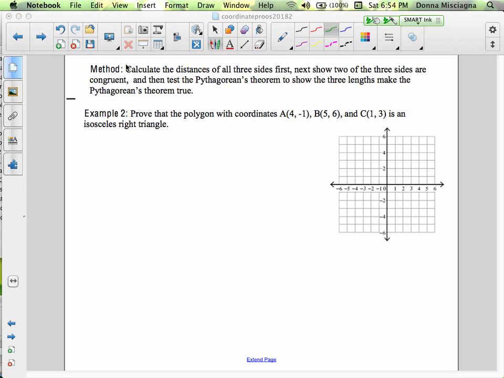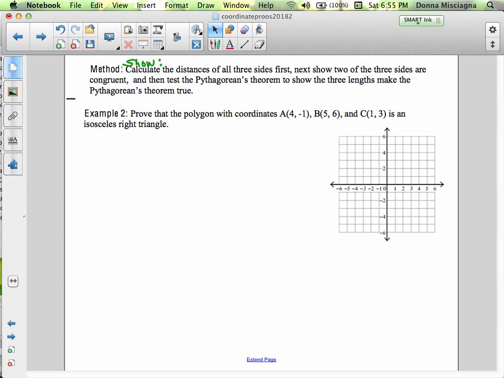Now your problem each time won't necessarily be your show, right? But on this one, it's got so much information in the question, I think it will be okay. So we're calculating the distance of the three sides. We're showing two of them are congruent. And we're using Pythagorean theorem to show the three lengths make Pythagorean's theorem true. So our question was so in-depth and so specific, we'll count that as our show.